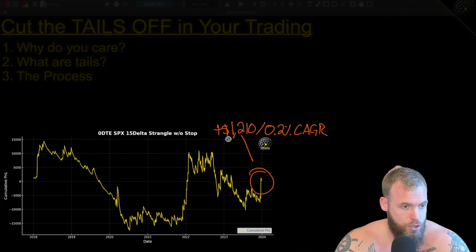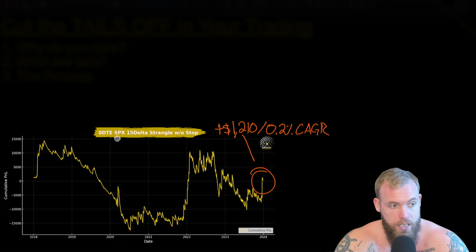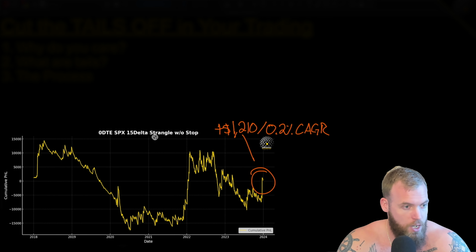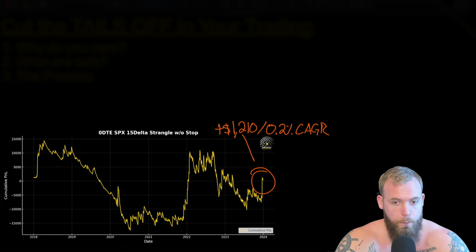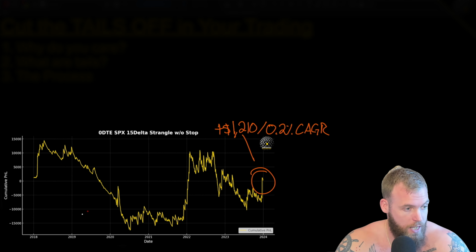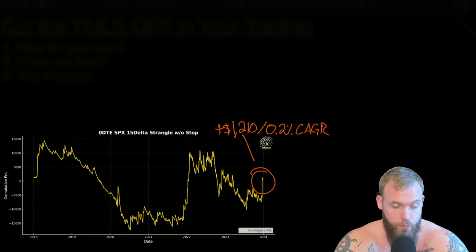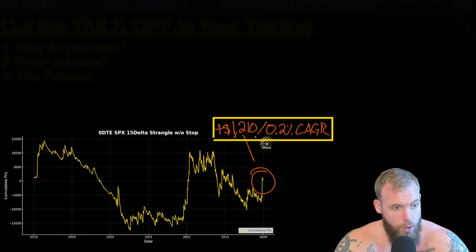If we take a look at this strategy, this is a 0 DTE SPX 15 Delta strangle. I run tons of these. Don't worry about all the details. Just know in this example, I'm referring to something that has no stop, it has no wings. This is just placed as is, and this is running from 2018 to 2024. This returned $1,210 at a 0.2% compound annual growth rate, CAGR.